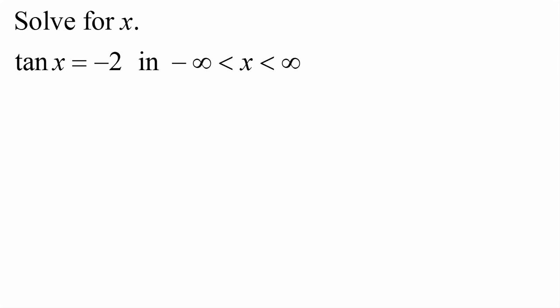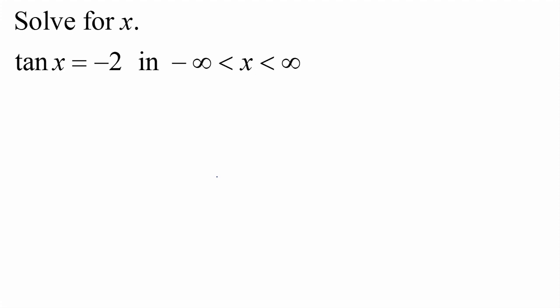Solve for x. Here we have tangent x equals -2, and we want to look for values in the interval -infinity to +infinity. So we want to find all values of x that satisfy tangent x equals -2. So use the calculator to find the angle whose tangent is -2. And when using the inverse tangent function of your calculator, you'll see that that value is -1.107, which is in the fourth quadrant.